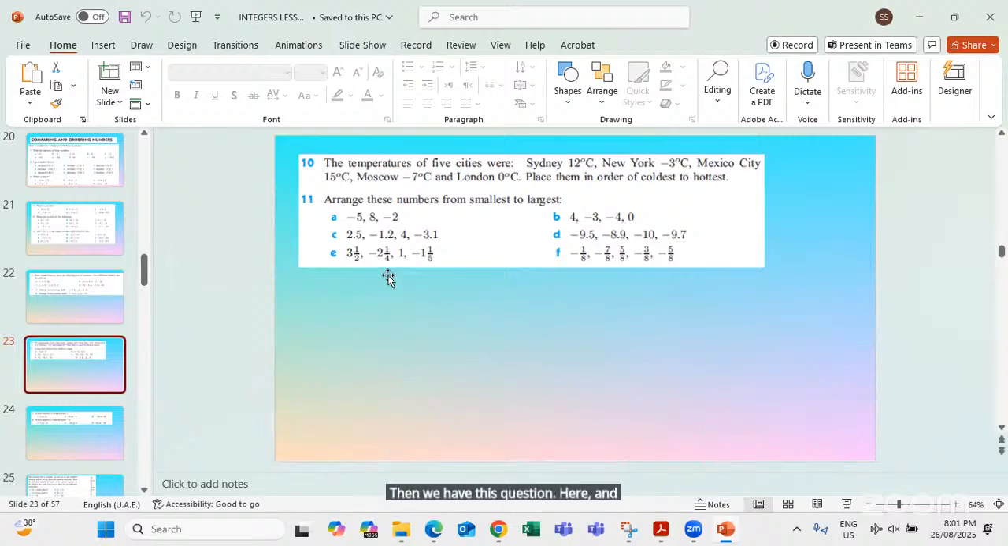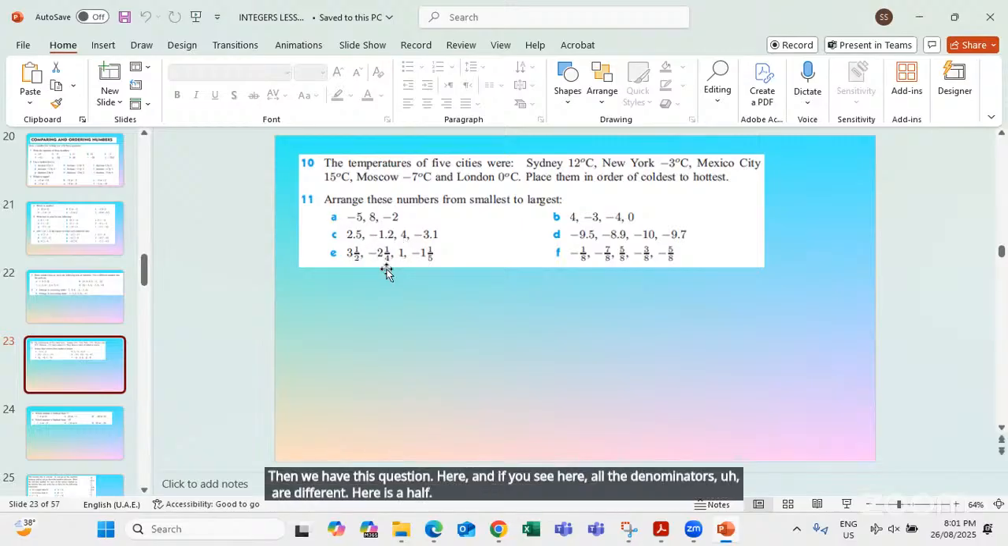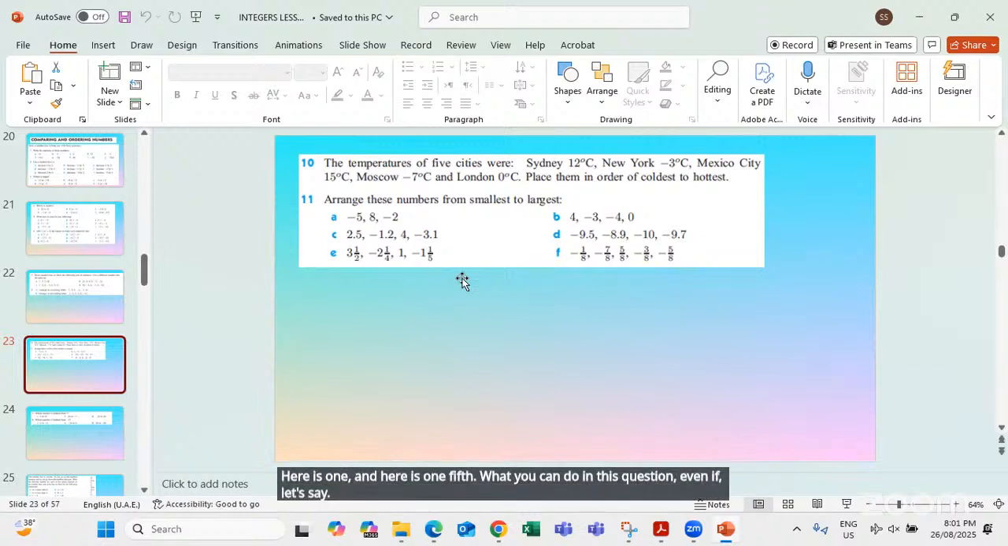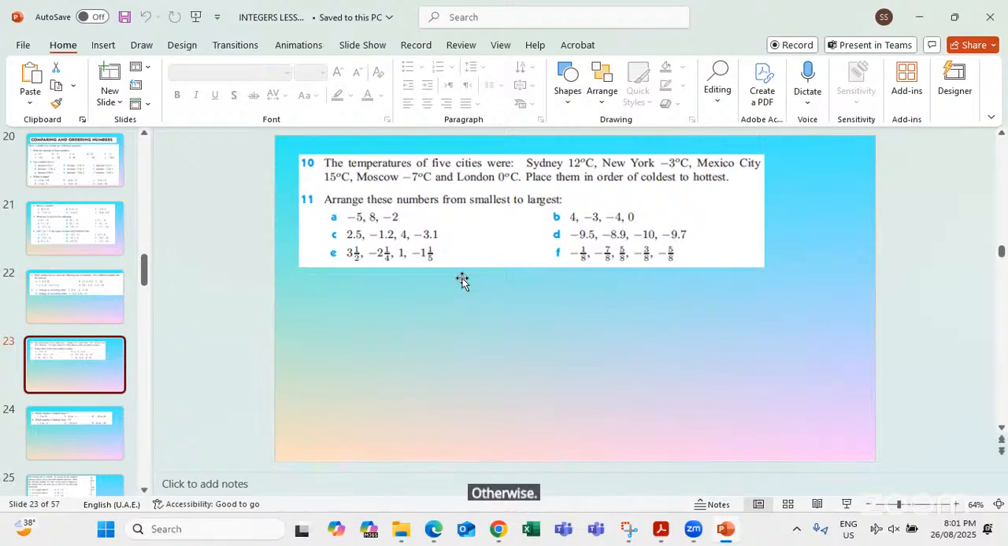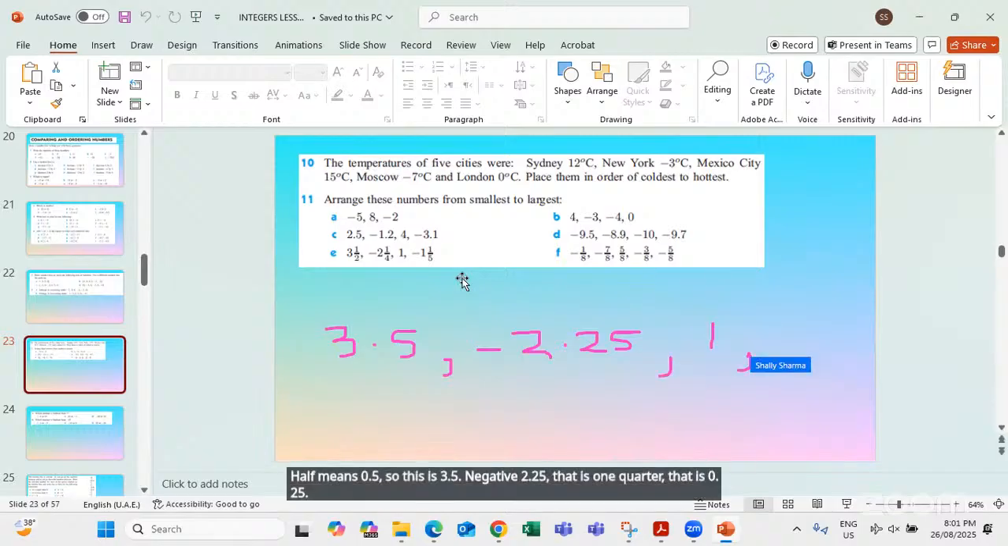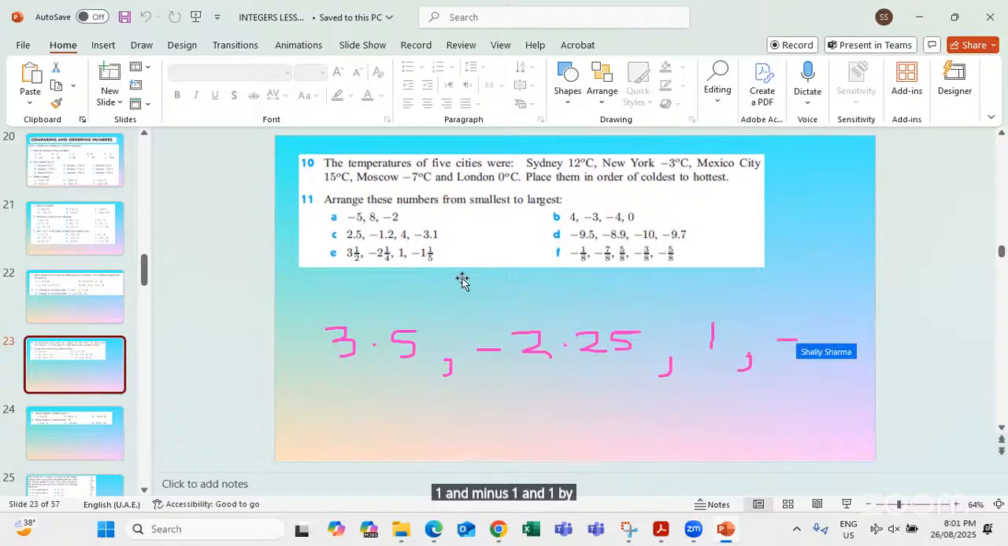Then we have this question E here. And if you see here, all the denominators are different. Here is a half, here is 1/4, here is 1, and here is 1/5. What you can do in this question, even if let's say they are multiple of each other, it is easy. Otherwise, you can convert it into decimals. It is very easy here. Half means 0.5, so this is 3.5. Negative 2.25, that is 1/4, that is 0.25. And minus 1 and 1 by 5, that is minus 1.2. Because 1 by 5 means 0.2.